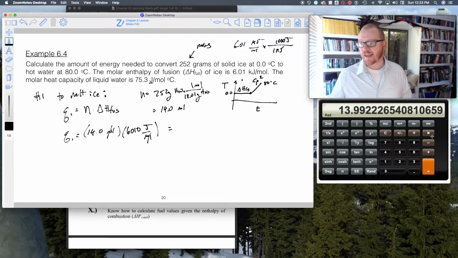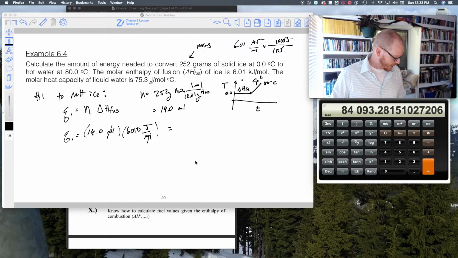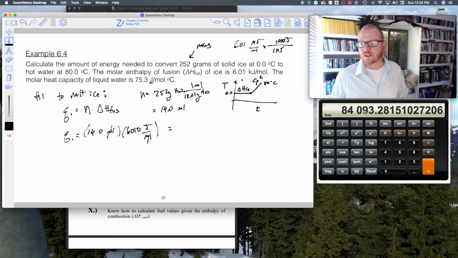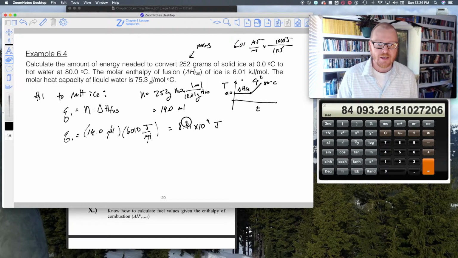And the moles cancel. And so now I'm going to leave this number in the calculator and then just say times 6010, and that equals 84.1, it looks like. So we'll keep it in joules again: 8.41 times 10 to the 4th joules. So that's how much energy it takes just to melt the ice. We haven't even raised its temperature yet. We're just melting the ice.